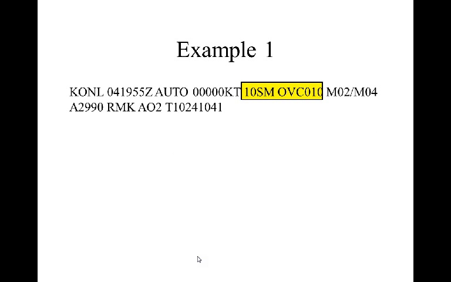So in our first example from KONL, which is O'Neill, Nebraska, on the 4th day of the month at 19:55 Zulu, we see this is an automated observation where the winds are calm. The visibility is 10 statute miles. And we have an overcast deck, or completely covered sky, at 1,000 feet.